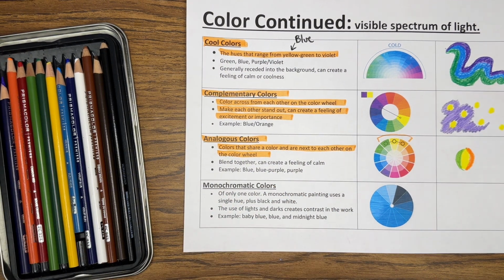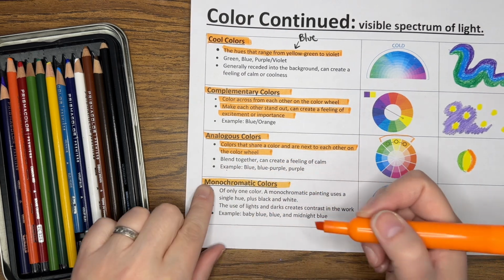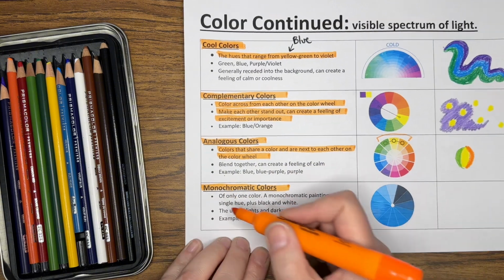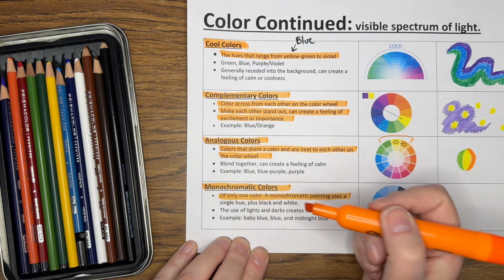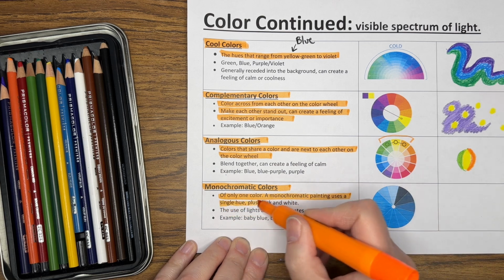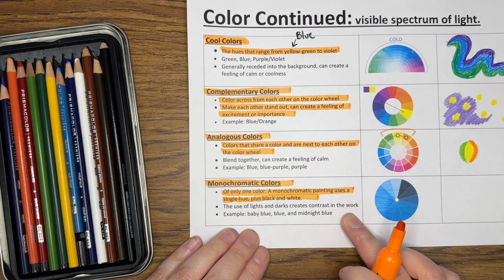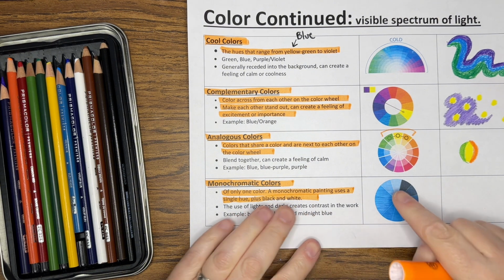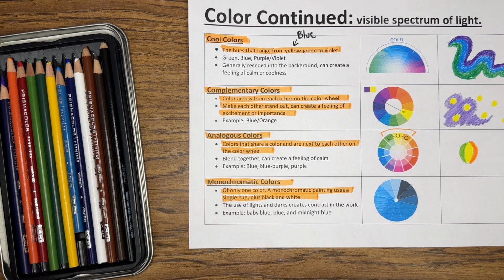And then the very last one, monochromatic. So monochromatic, mono means one, chromatic means color. So of only one color, a monochromatic painting uses a single hue plus black or white mixed in, okay? So the use of lights and darks create contrast in the artwork. So this would be an example of a monochromatic scale, okay?